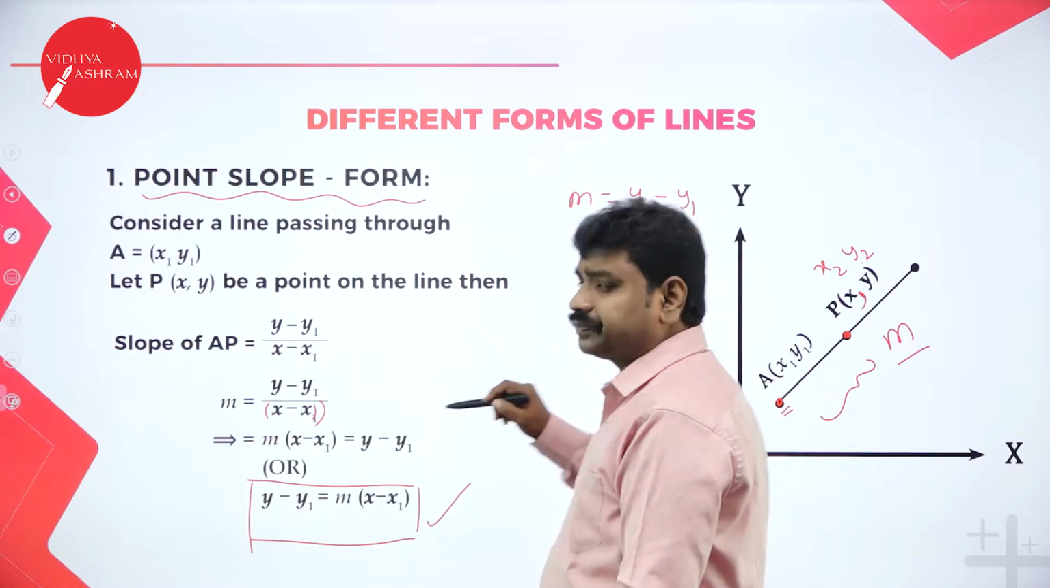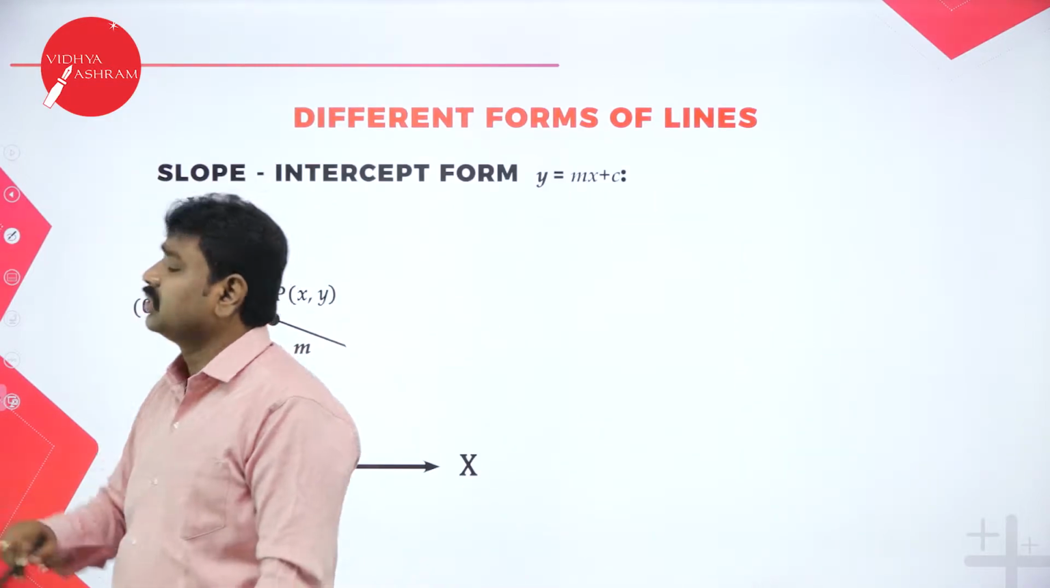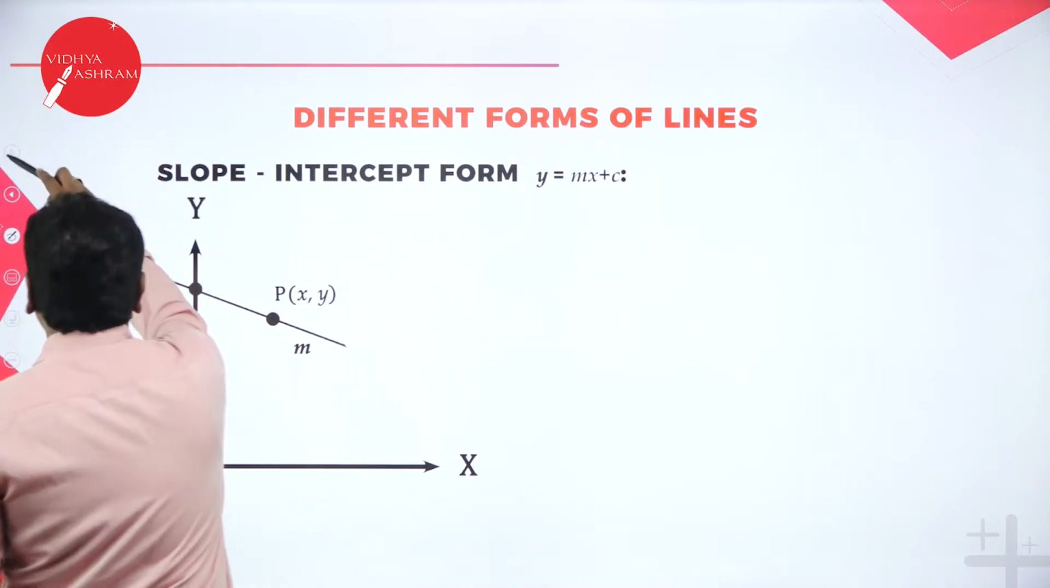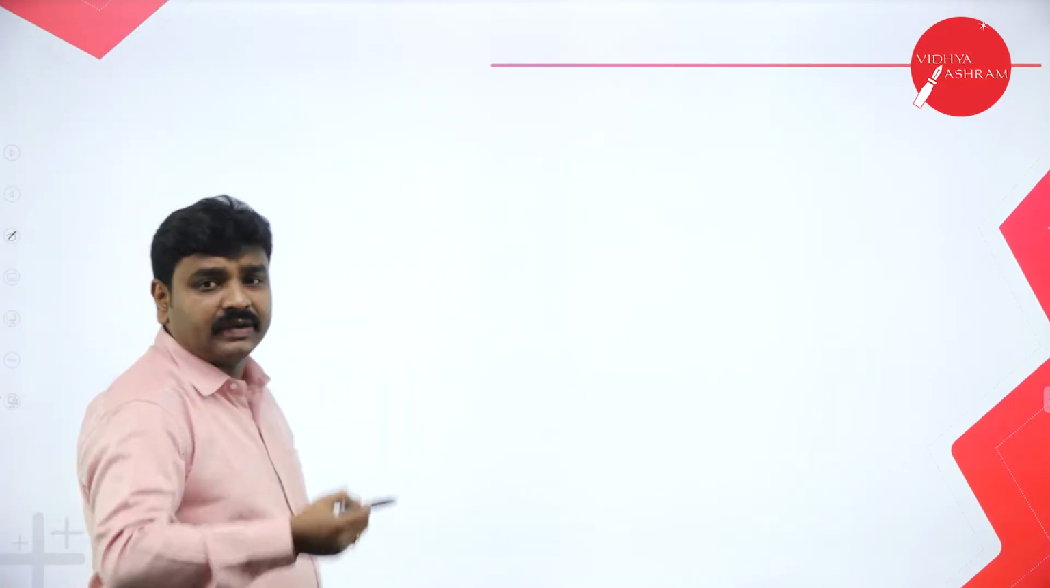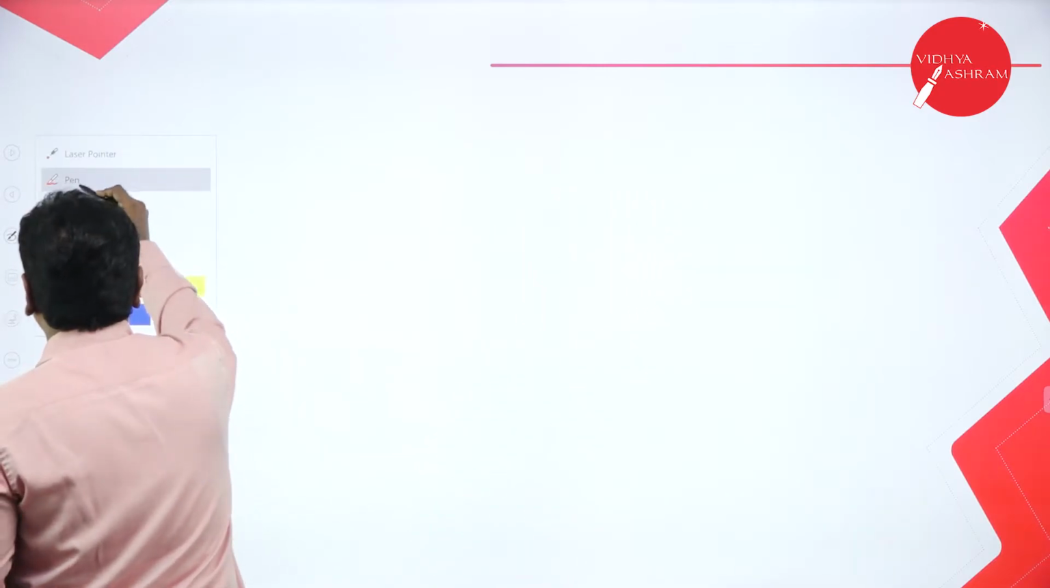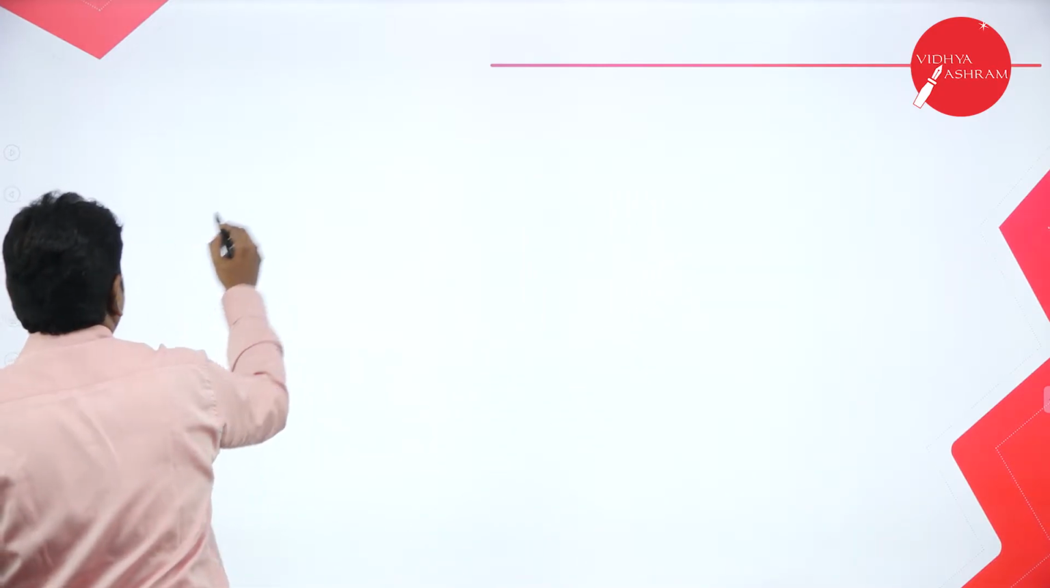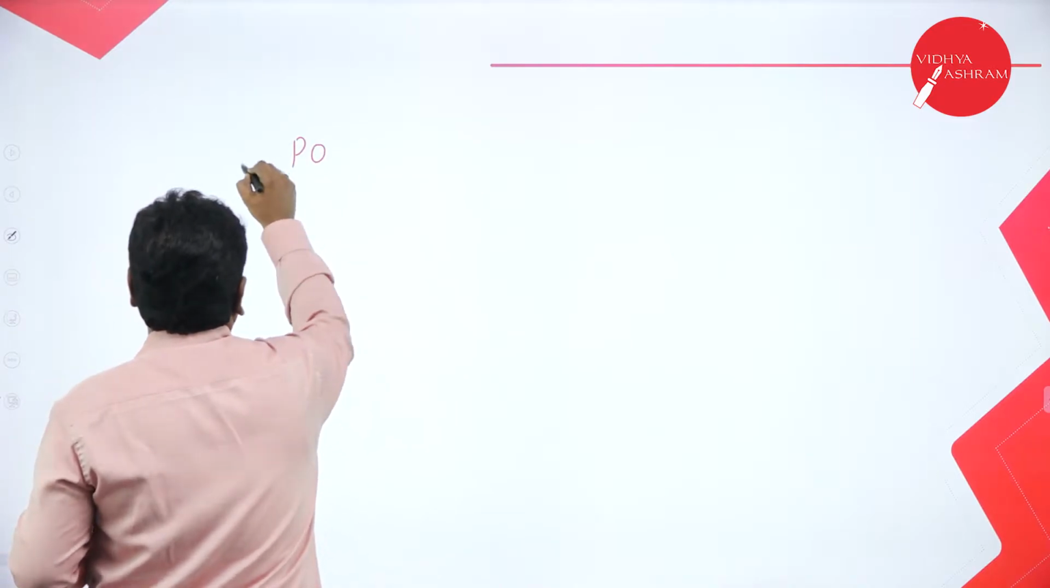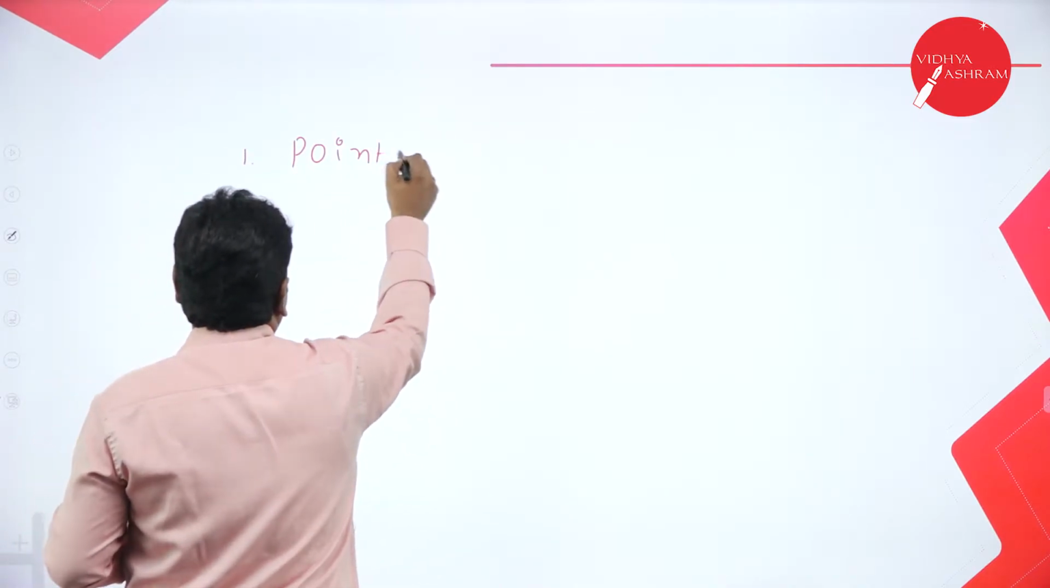Now this is the first form of straight line, and then we have intercept form. So first form of line, let me derive again. I showed you first form. So what is the first form? We call first form as point slope form. This is the first form I taught you, point slope form.